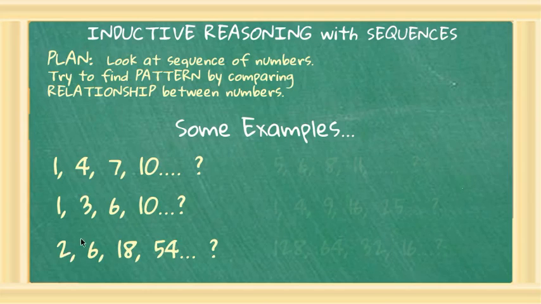What's happening here? 2 times 3 is 6, times 3 is 18, and so on. Again, most likely we're multiplying by 3.